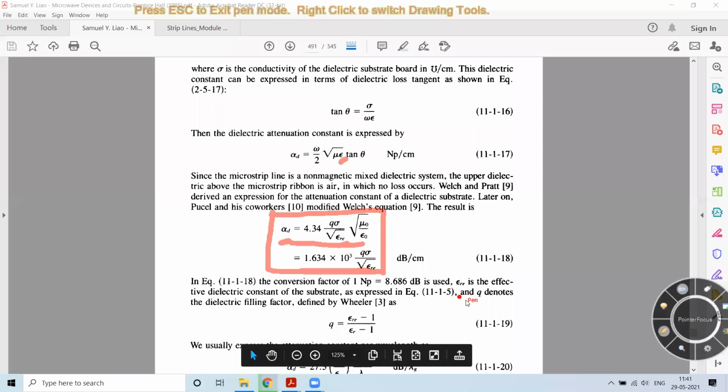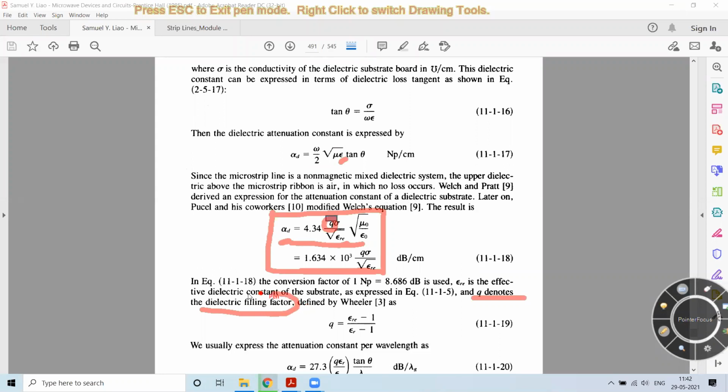Now here, the q that we are specifying is relevant to the effective relative permittivity, which is termed as the dielectric filling constant.